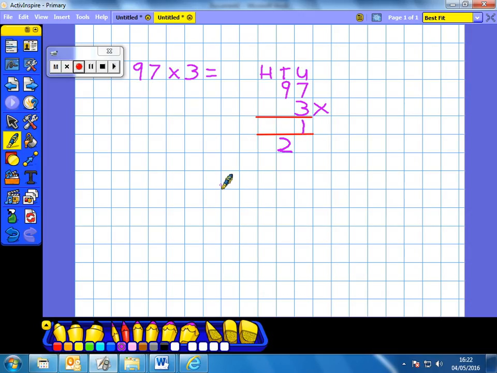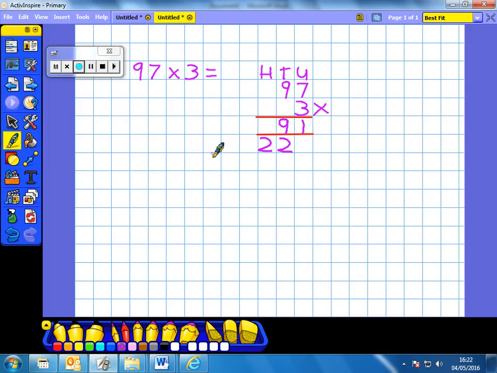Next we're looking at the 90. We have to think about 90 times 3, but the quick way is to say 9 times 3, which is 27, or 3 nines. But we can see a little sneaky 2 there under the line in the tens column. Don't forget that you have to add that. 27 add 2 is 29.